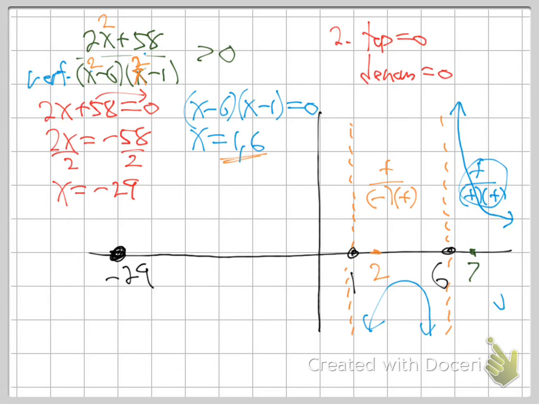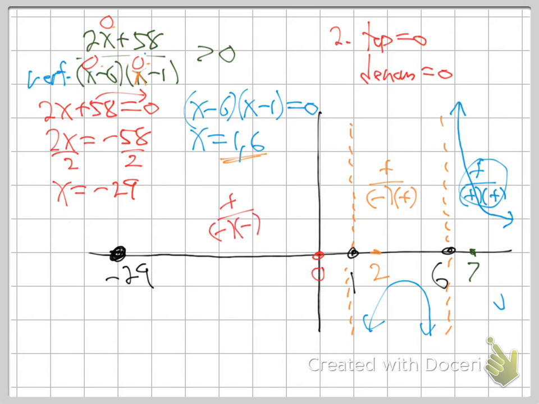Now plug in something between negative 29 and positive 1. Like 0 or negative 1 or whatever you want. Negative 28. Those are all good. So I'll put in 0. Come back over here and put in 0. What are you going to get? You're going to get positive over negative times negative. 2 negatives in the bottom?